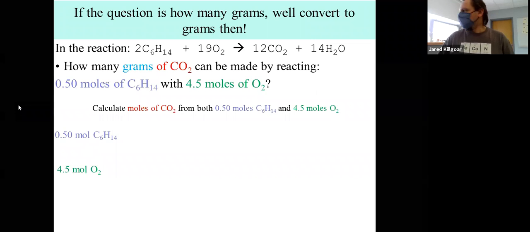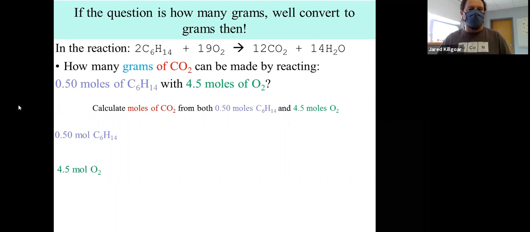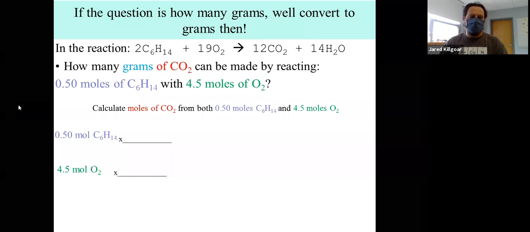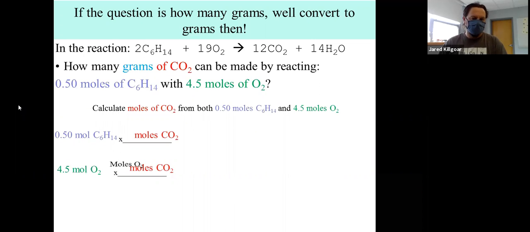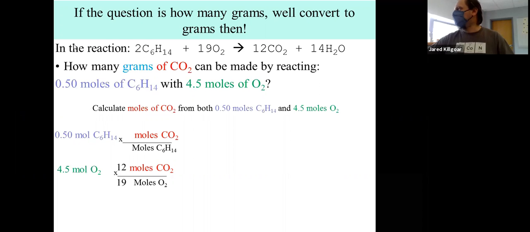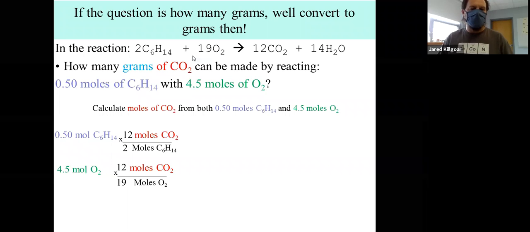So what we do is we calculate how many moles of CO2 we can make from each substance, from 0.5 moles of hexane and from 4.5 moles of oxygen. So similar thing, I convert to moles of CO2 from moles of what I had. I have 19 moles of oxygen per 12 moles of CO2. I get that from the balanced equation right up top there. So 19 moles of O2 for 12 moles of CO2, and for 2 moles of C6H14, 12 moles of CO2 are required.